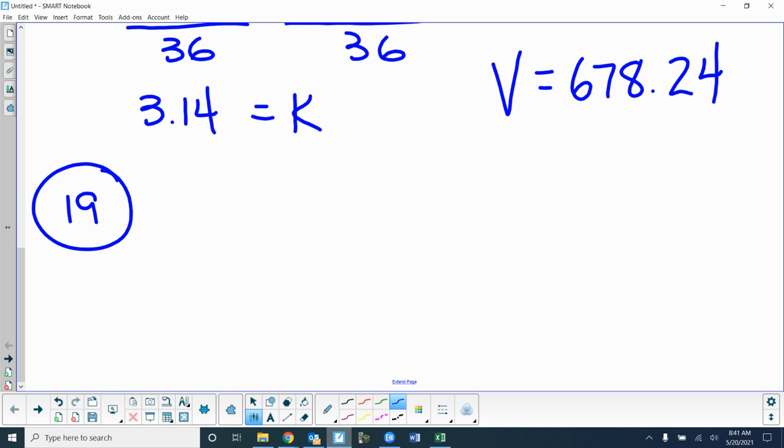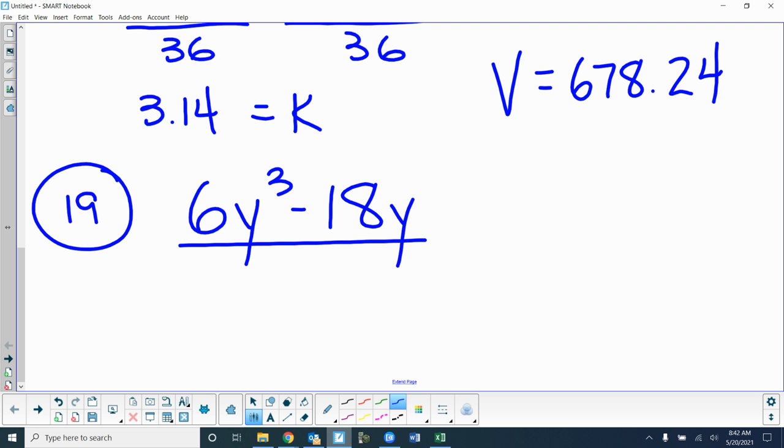All right, 19. Now we start getting to where it might be a little bit more difficult. So we have to simplify rational expressions, which are fractions. Okay, and when we simplify rational expressions, we try to factor everything we can factor first. So I got to factor this numerator and denominator.